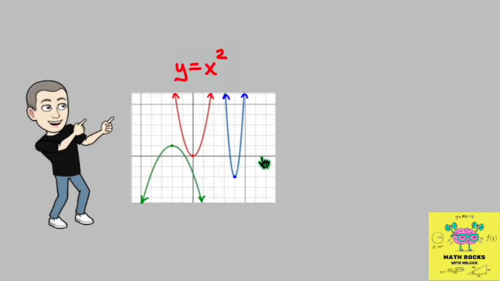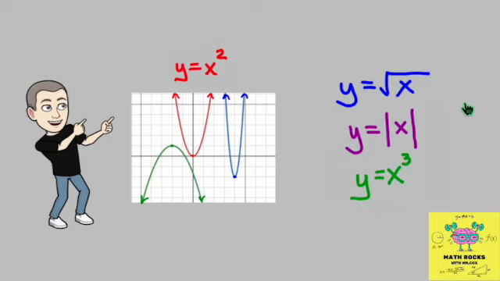We're going to again be looking at the effects of a, h, and k, but instead we're going to be looking at three new functions: the square root function, the absolute value function, and finally the cubic function. So let's get it on.